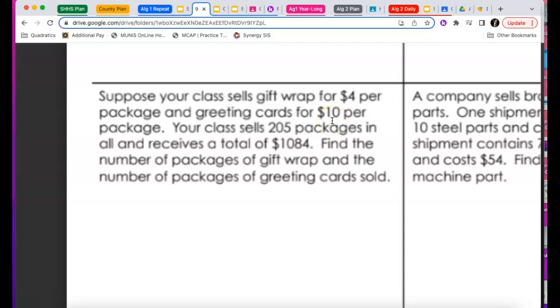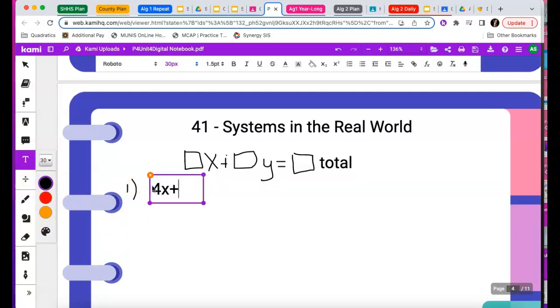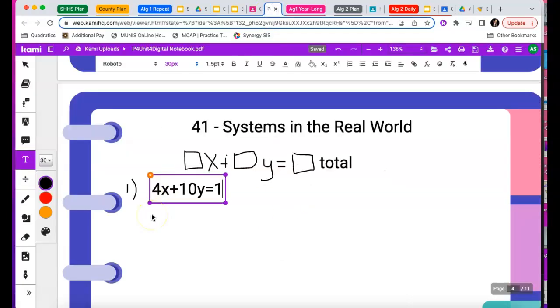So it says $4 per package, $10 per package. So the first blank, we're going to put in the 4. The second blank, we're going to put in the 10. So right now we're just talking about money. So we have 4x plus 10y is equal to the total. So how much money in total did we receive? Yep, that number right there is what we're going to put for our total amount. 1,048. Oh, 84. My bad. 84. Dyslexic brain.